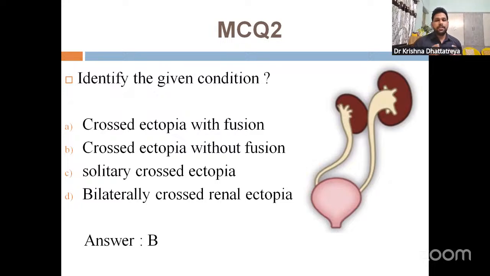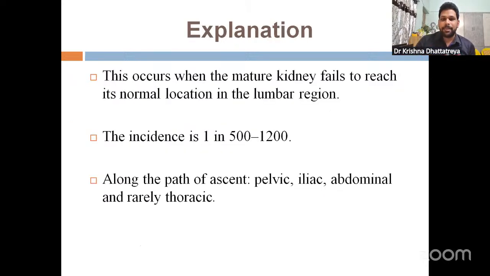Actually, you have to understand the definition of what is ectopia and what is crossed ectopia. In case of ectopia, the kidney can lie anywhere along the path of ascent. That means the kidney can be lying at the pelvic region, or at the iliac region, abdominal, or rarely sometimes in the thoracic region also. That means the kidney fails to reach the normal location in the lumbar region. That is what an ectopic kidney means. But what about crossed ectopia? Crossed ectopia means the kidney will be located on one side and the insertion of the ureter into the bladder will be located on the opposite side.